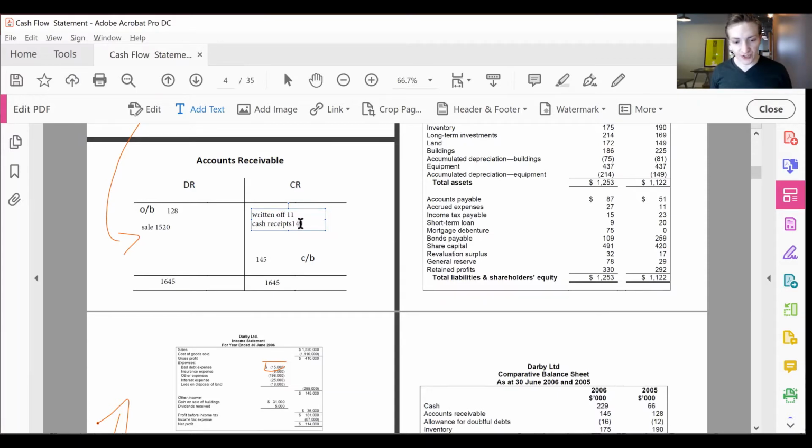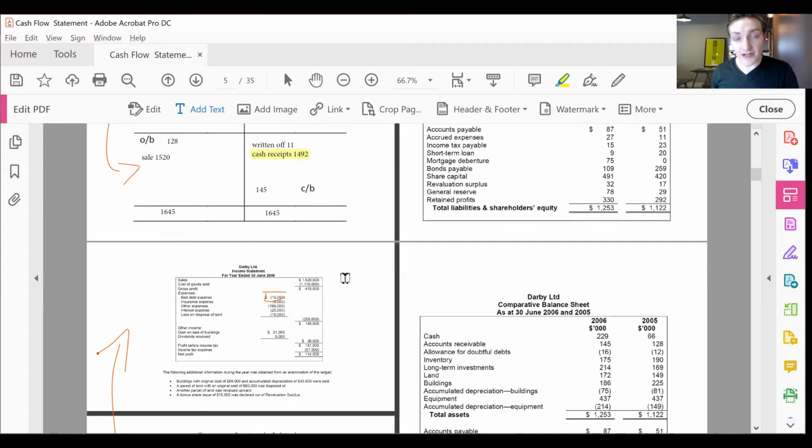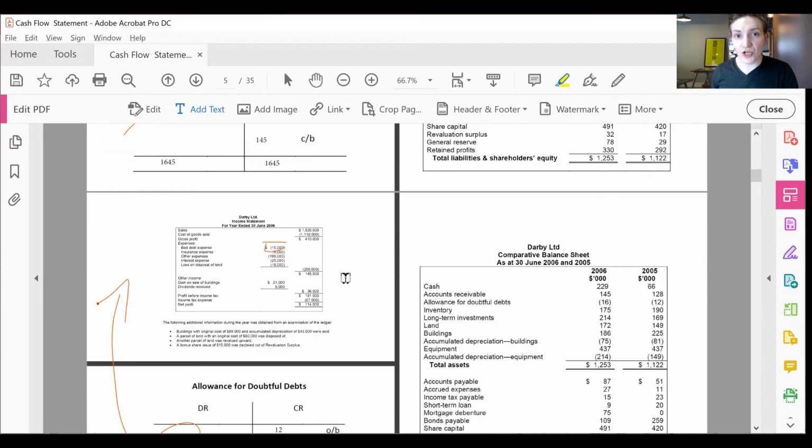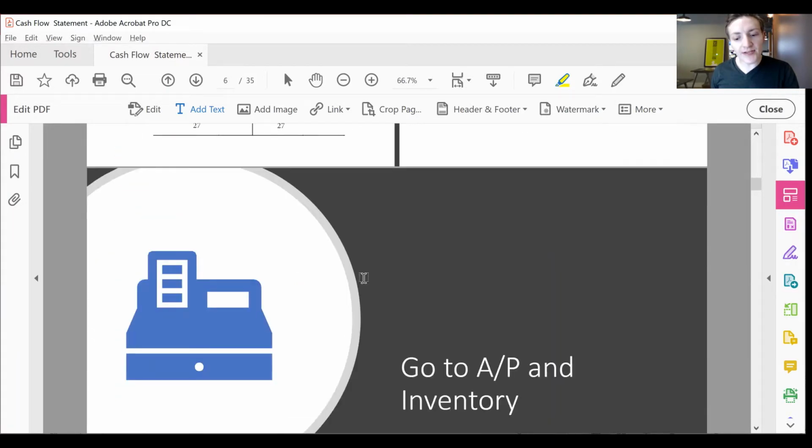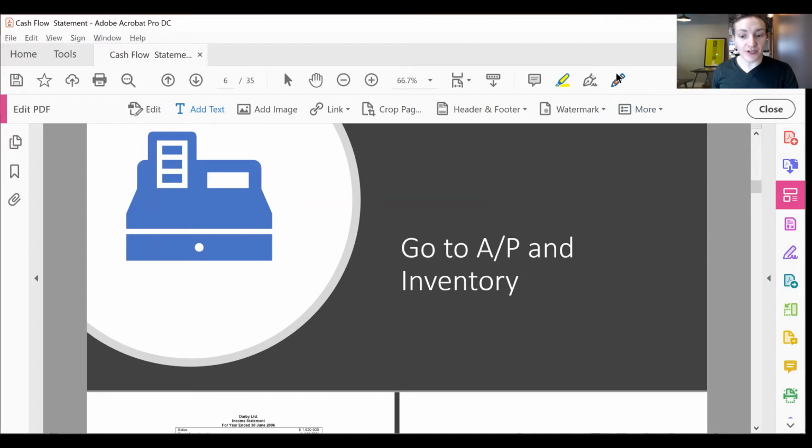as your cash receipts. So that's going to be one of our first portions of our cash flow statement here, 1492 in terms of cash receipts. Now, naturally, this would go into the cash flow from operations. So let's keep this in mind, and then we'll refer back to this when we construct the final cash flow statement. Now we can next go down to say accounts payable and inventory.